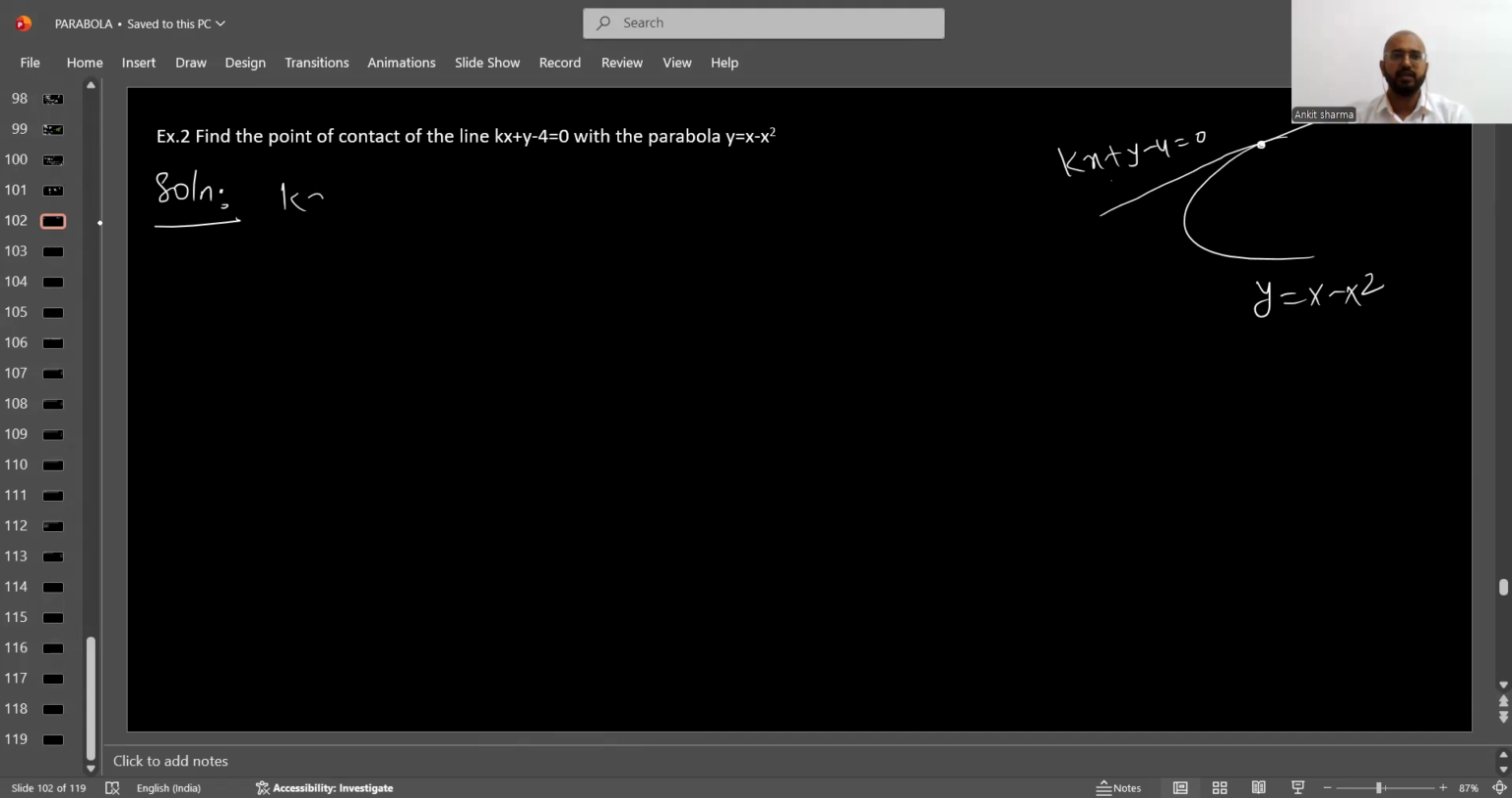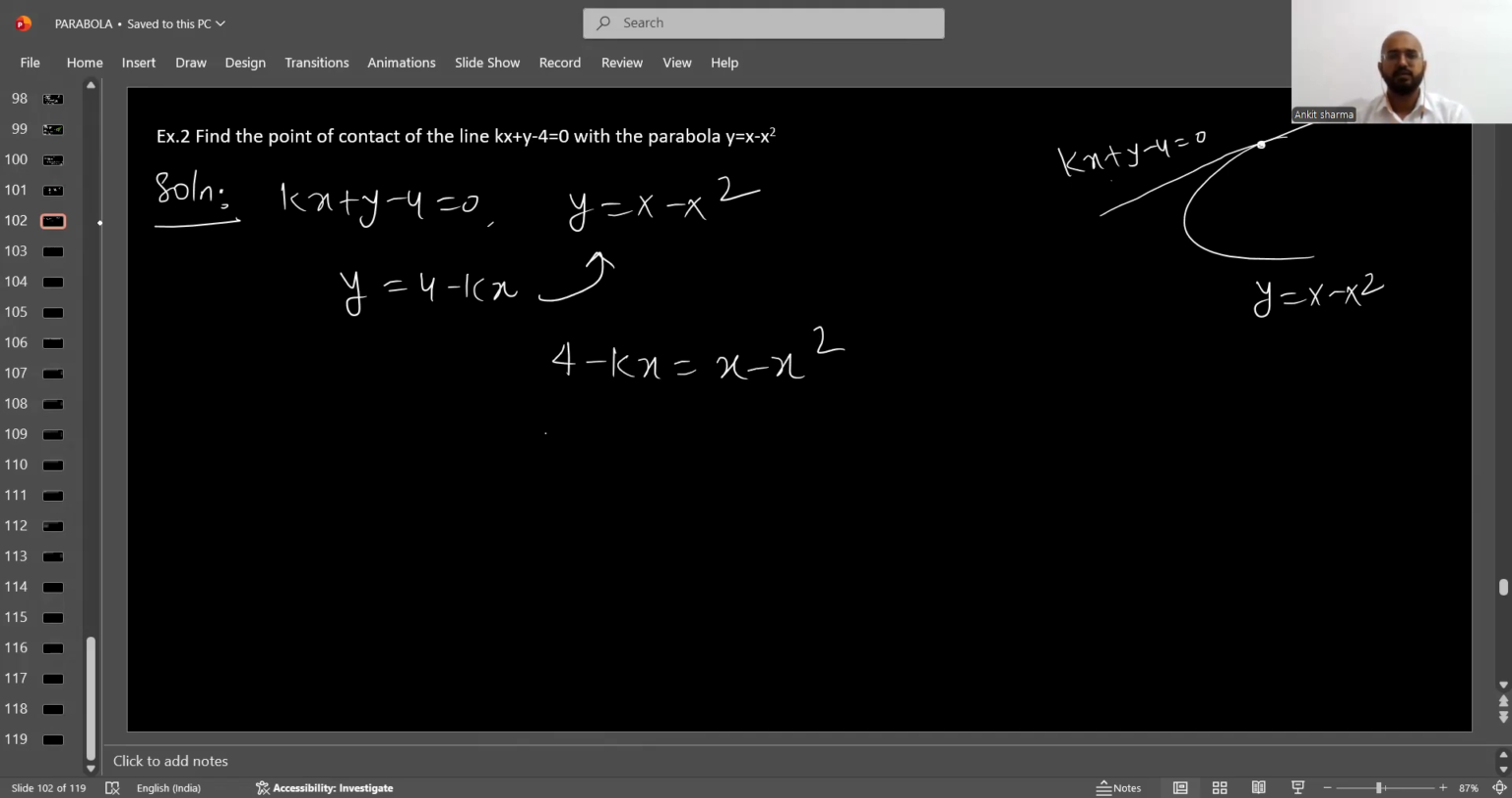So from here, kx plus y minus 4 is equal to 0, and we have y is equal to x minus x square. So y is equal to 4 minus kx. This I can plug in here. So 4 minus kx is equal to x minus x square. This could be written as x square, and then minus (k minus 1), I can take it common, into x, and then plus 4 is equal to 0.